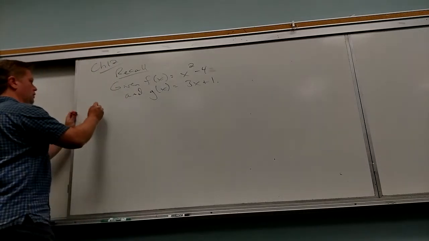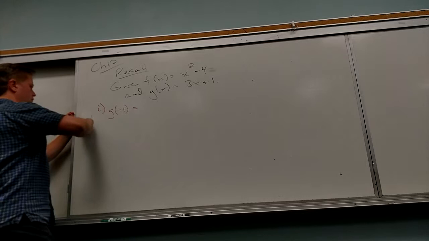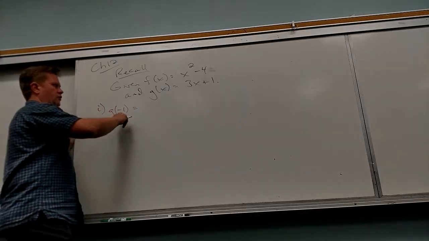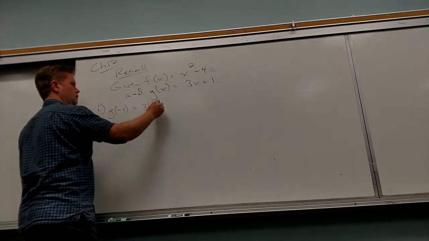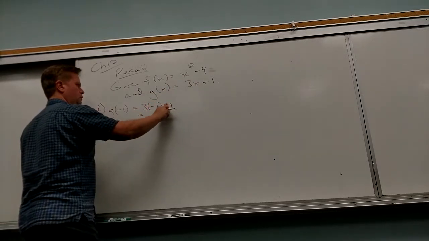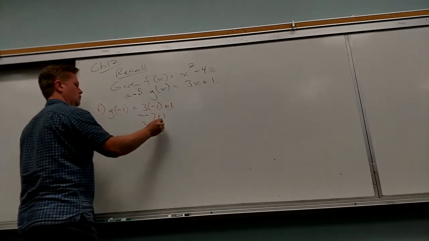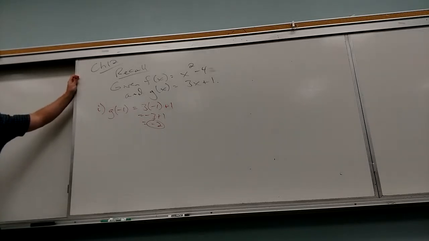Can somebody tell me what g of -1 is? How do you do that? What do you do? Plug -1 into this function, of course. Remember this? Function notation is just substitution.